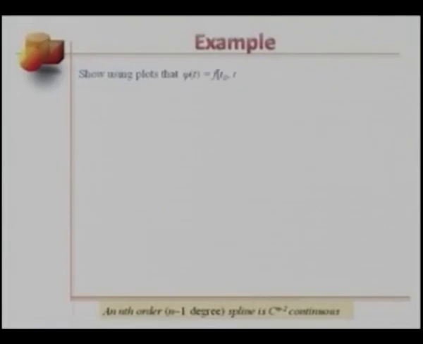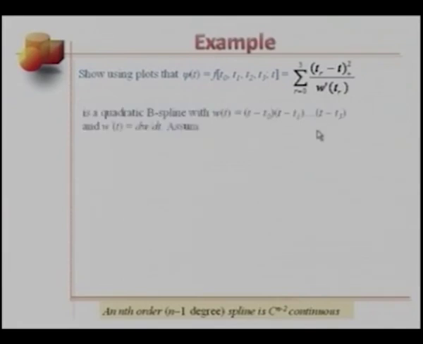Let's work on an example. Show using plots that psi of t, which is given by the third divided difference of a truncated power function f[t0, t1, t2, t3; t], which you would know is equal to the summation r going from 0 to 3 of (t_r minus t) truncated squared over w prime of t_r, is a quadratic B-spline, with w of t given as (t minus t0)(t minus t1) up till (t minus t3), w prime of t as the first derivative of w with respect to t, and assume that all these knots t0, t1, t2, and t3 are in ascending order.